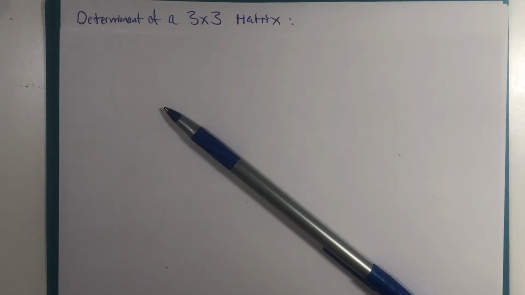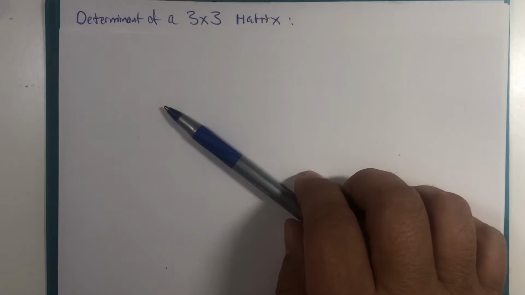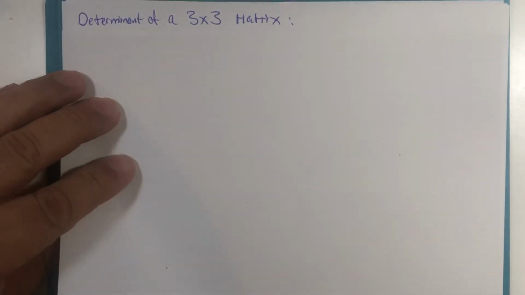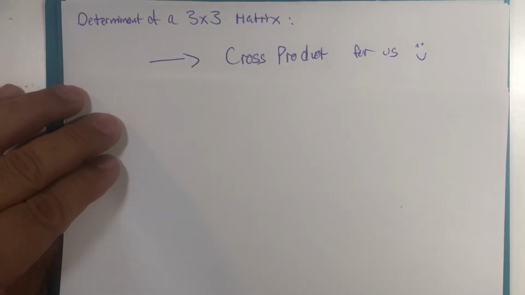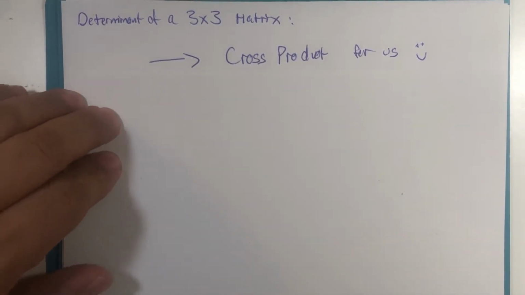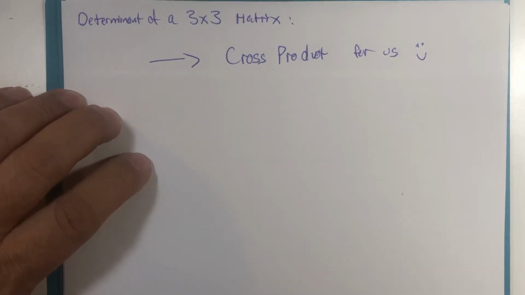Okay, so the title on the paper might read "Determinant of a 3x3 matrix," which would be a next step you could take if you're studying matrices or linear algebra, equations of lines and their intersections, etc. But we are going to use it to calculate something in vector math called the cross product.